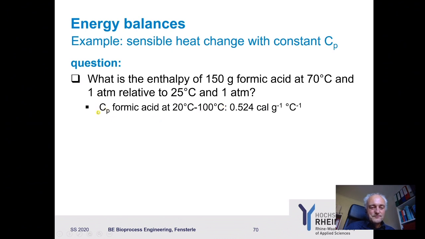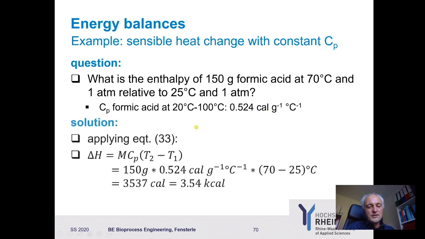And we have the heat capacity of formic acid at 20 degrees to 100 degrees, so it's constant in this range, and it's tabulated as 0.524 calories per gram per degree Celsius. So it's not Kelvin, it's not Joule, and so on. That's the point. It's not necessarily tabulated in SI units. So here it's more the conversion of units which is relevant.